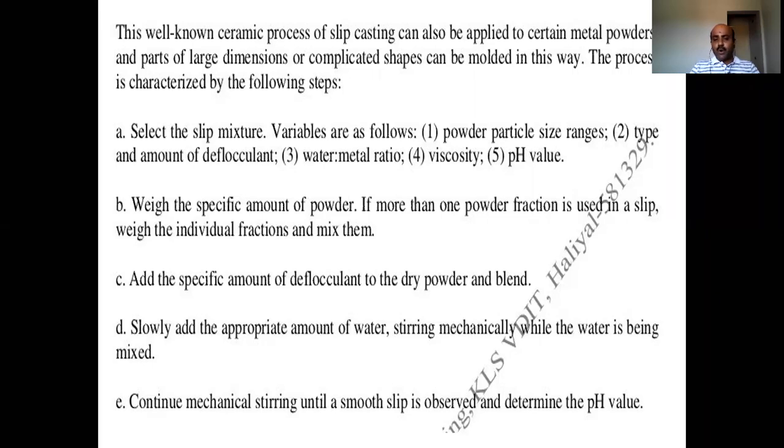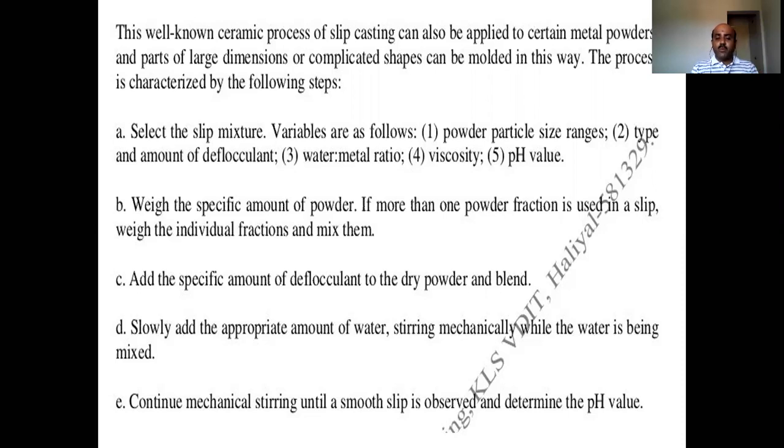Weigh the specific amount of powder. If more than one powder fraction is used in a slip, weigh the individual fractions and then mix them. Sometimes we need to get a product with a combination of two different metals, what we call an alloy. In such cases, we need to weigh the fractions of the powders individually, and then we have to mix them up.